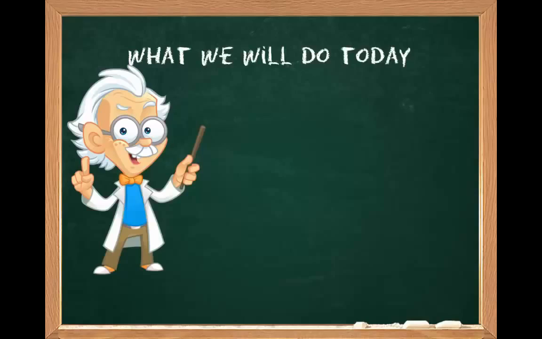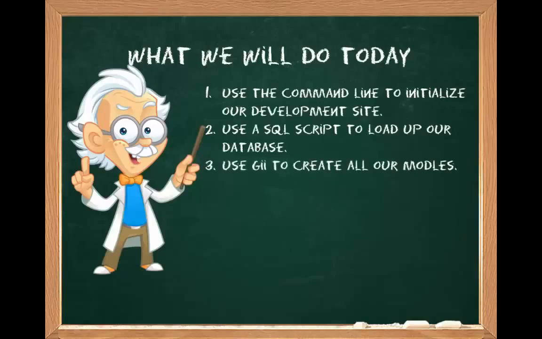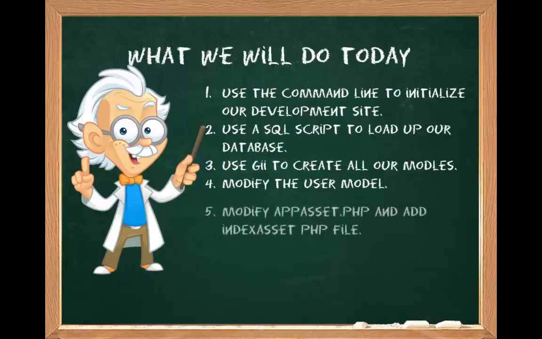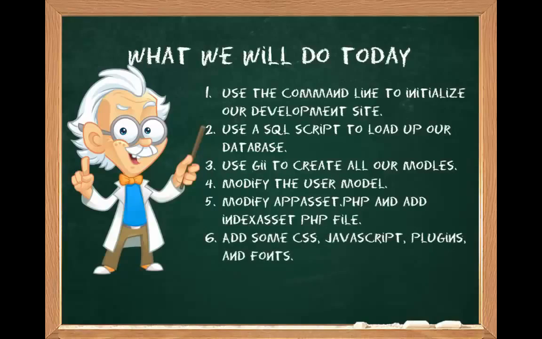What we're going to do today is use the command line to initialize our development site. We're going to use a SQL script to load up our database. We'll use the G tool to create all of our models, and then we'll modify the user model so that it works with all the new stuff in it. Then we're going to modify appasset.php and add indexasset.php to include some new CSS, JavaScript plugins and fonts, and to modify some of our front-end views.